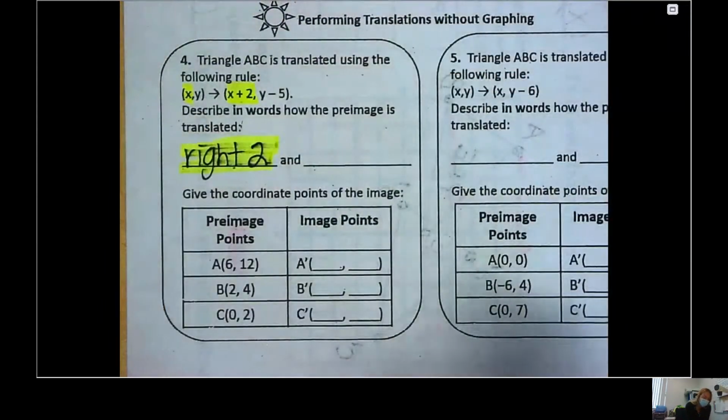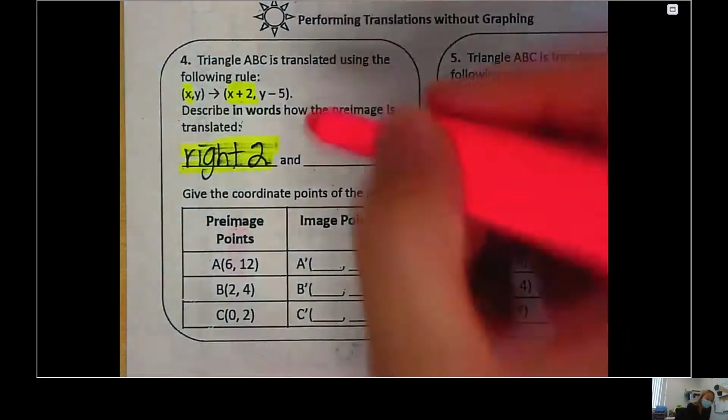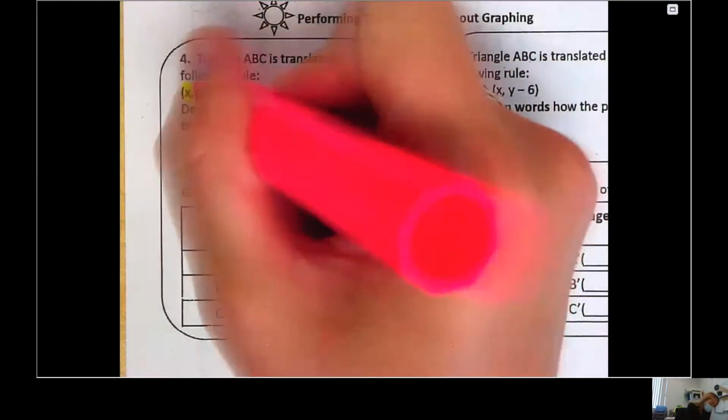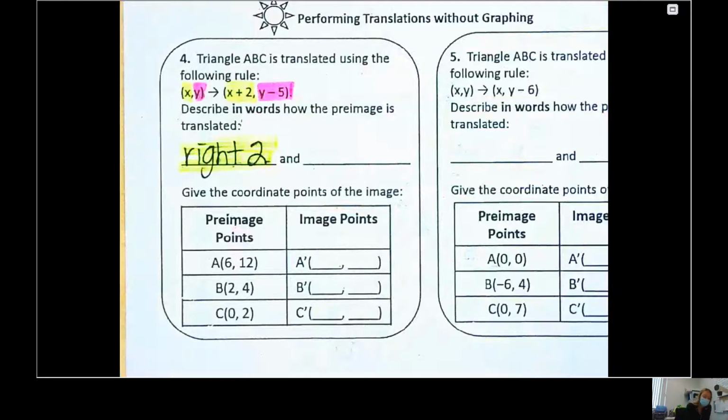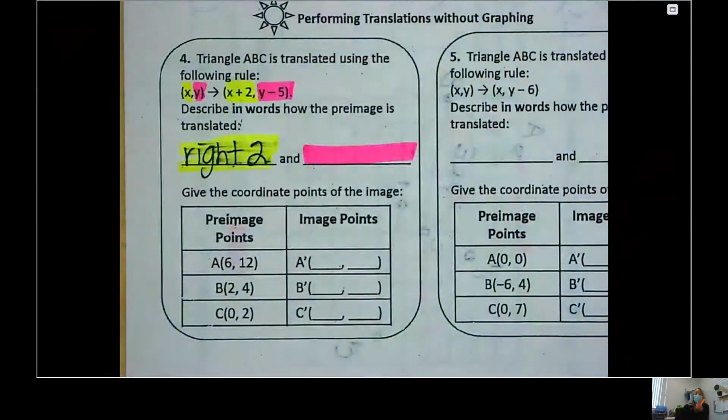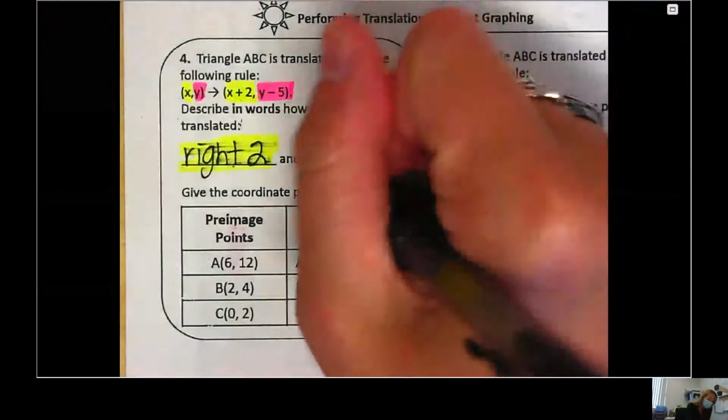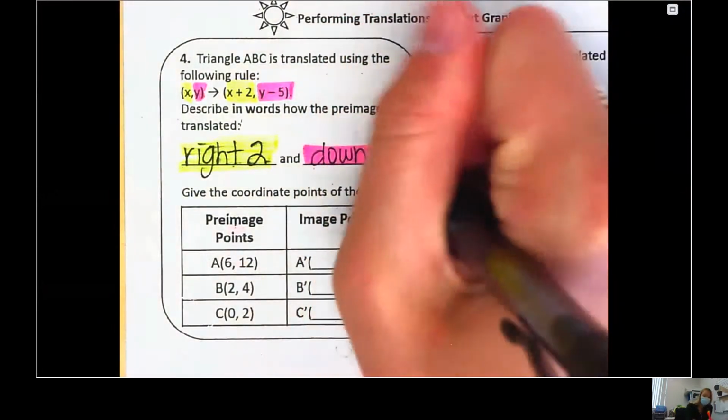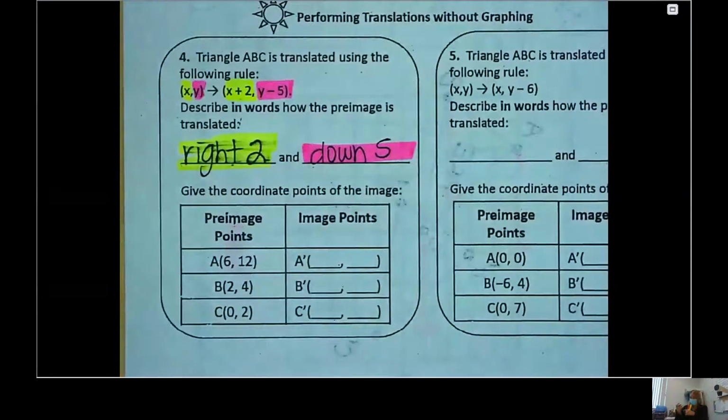I should not have done that. Oops, it wasn't dry. My fault. What am I going to do with my y's? What happens with y and y minus 5? What does that mean happens? Down 5. Good. And look at Mr. Masso got smarter. I put the highlight down first. Oh, I know, I'm so smart. Okay, so we're going to go to the right 2, down 5.